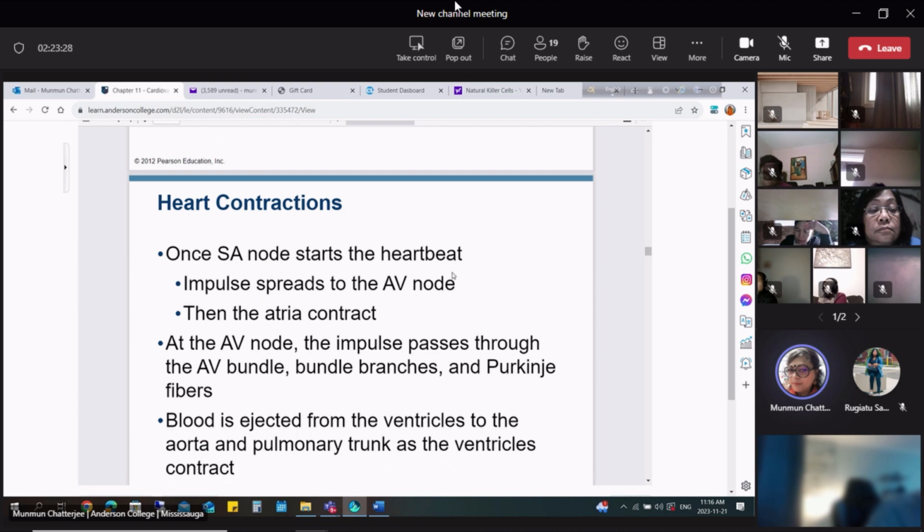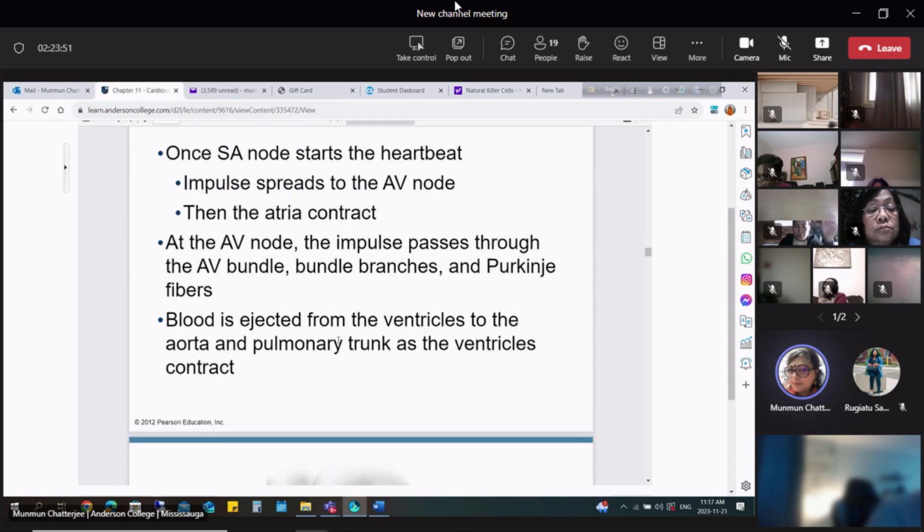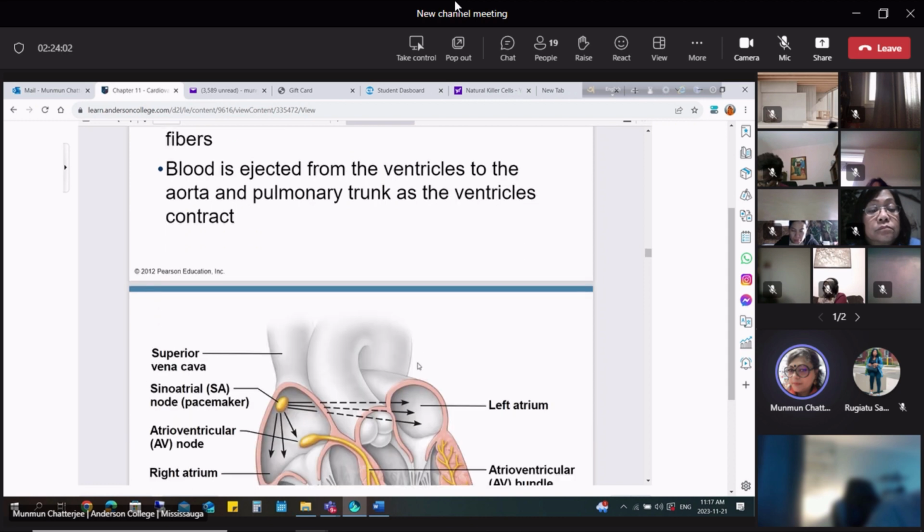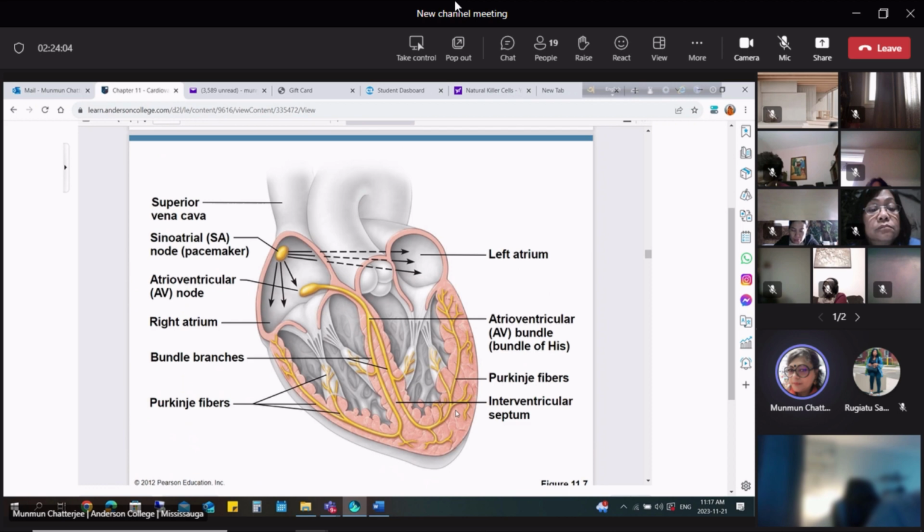Once the SA node starts the heartbeat, the impulse, as I showed you in the picture, spreads to the AV node, which is between the atrium and the ventricle. Then the atria contract. The impulse passes through the AV bundle branches and Purkinje fibers. When the atria contract, blood comes to the ventricle. Then the ventricles contract, and blood is ejected to the aorta and pulmonary trunk. These are the same things I told you before.